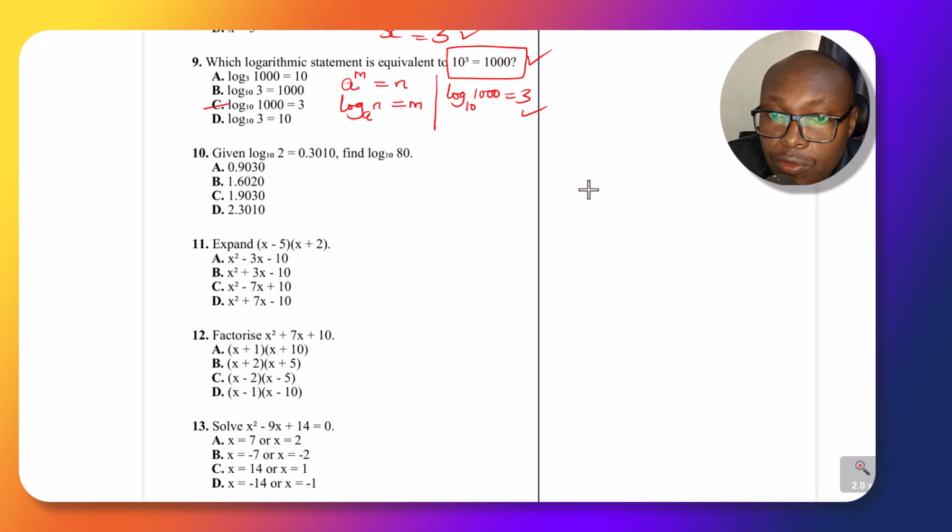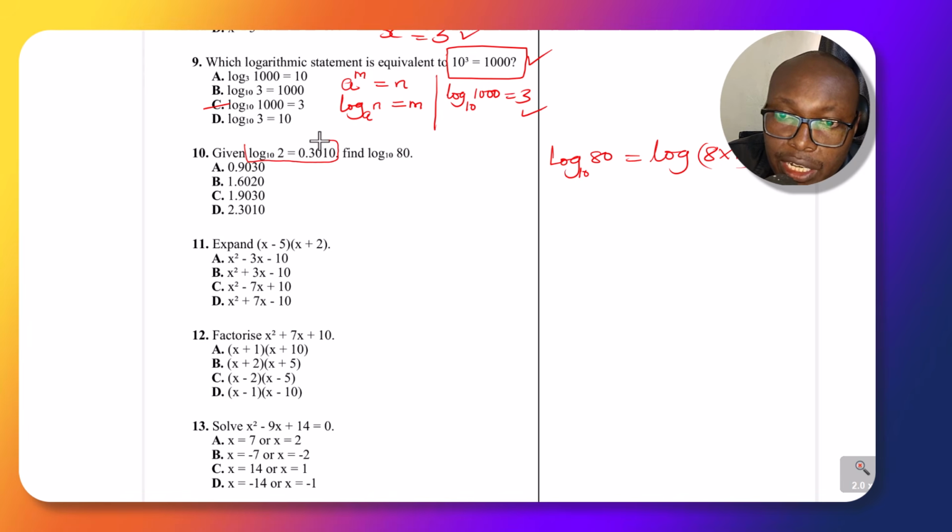Question 10 again, this is the same, another question still on the logs. So you are given log of 2, base of 10 is equals to 0.3010. Find the log of 80. So logarithm of 80 to the base of 10 can be written as logarithm of 8 multiplied by 10. You can split these 80 to be written in terms of 8 multiplied by 10. 8 multiplied by 10 is still the same. We've just split 80 so that we can make it easier for us to utilize log 2.